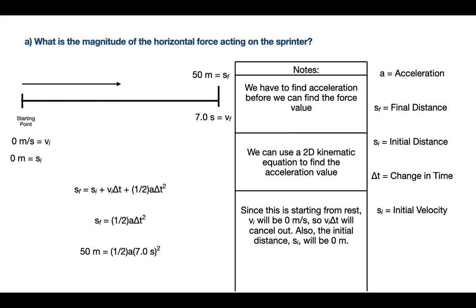Before we find the horizontal force, we must first find the acceleration of the person sprinting. We could do so by using the following 2D kinematic equation. Luckily, we can simplify a few things to make it easier to solve. First off, for the initial distance, we could put it as 0 meters, as that will be our starting position. After that, we also plug in 0 meters per second for the initial velocity, because we are starting from rest.